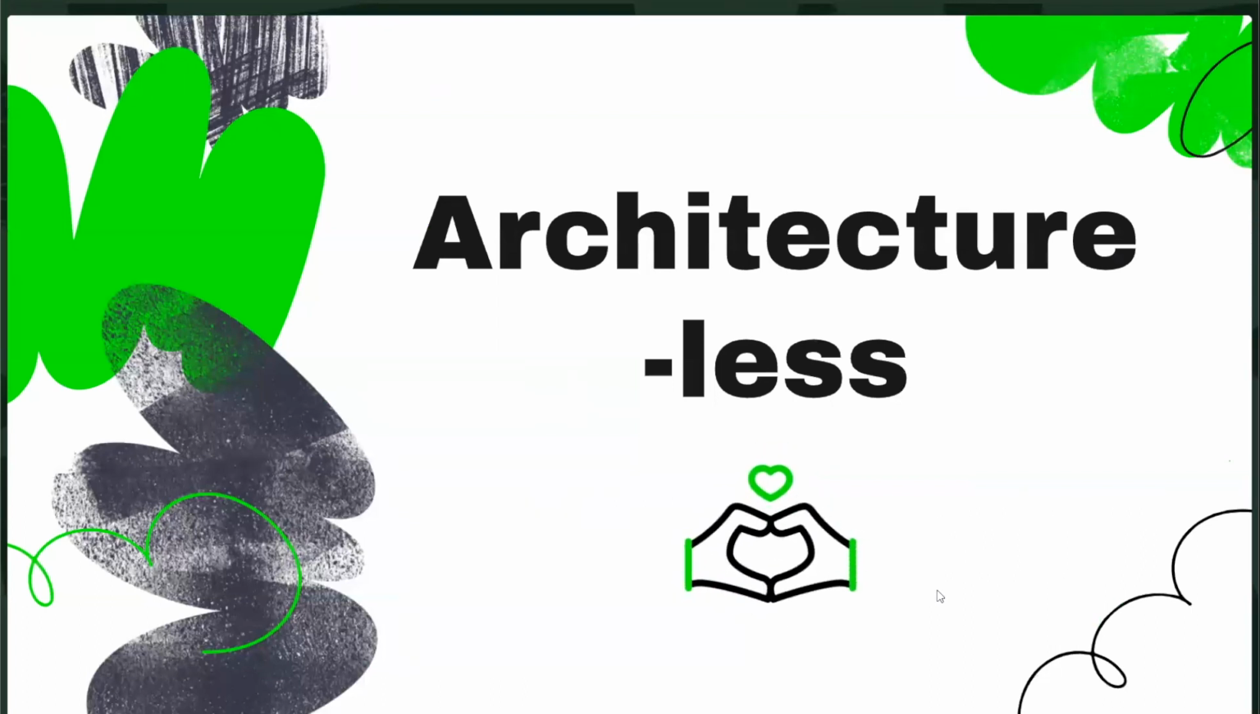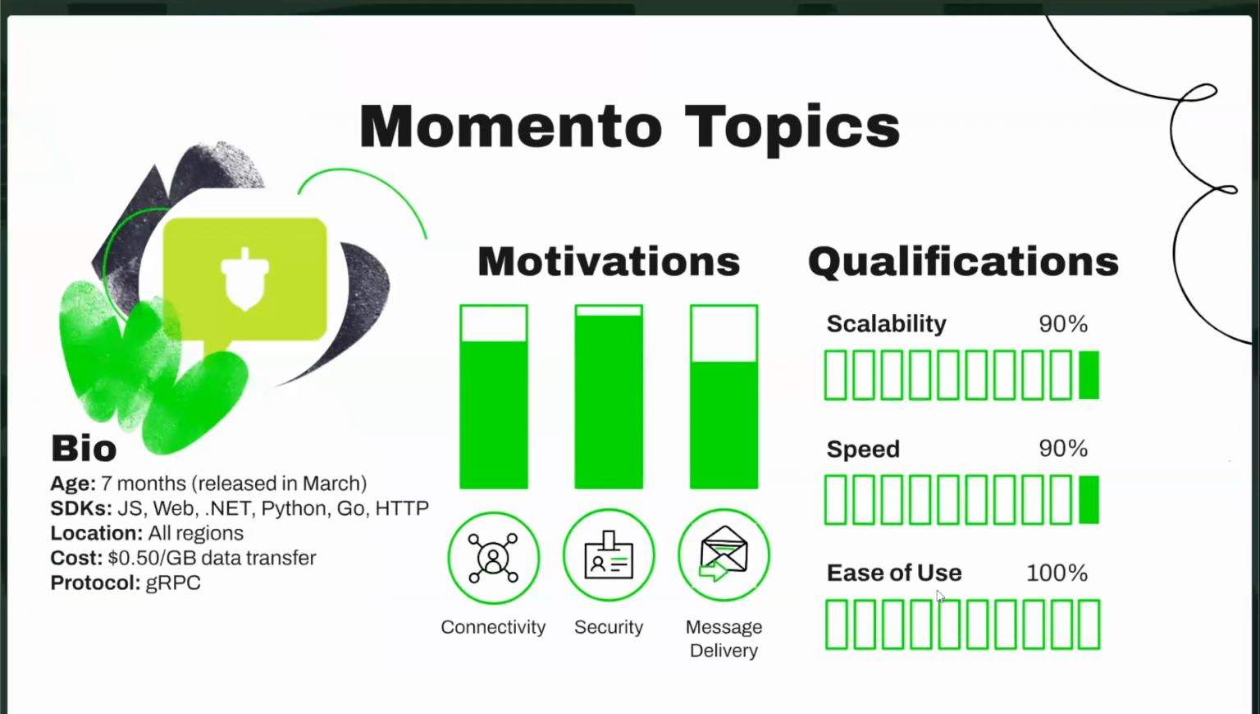Okay, so let's talk about the right way to do it. Architecturelessly. You can quote me on that one. So using Momento Topics, which is our serverless service for event messaging, I would consider it a serverless or managed real-time notification service. We released it in March. It's available in 5 of our 10 SDKs. We're still working on the other 5. It's available over our HTTP endpoint as well, or our HTTP API.